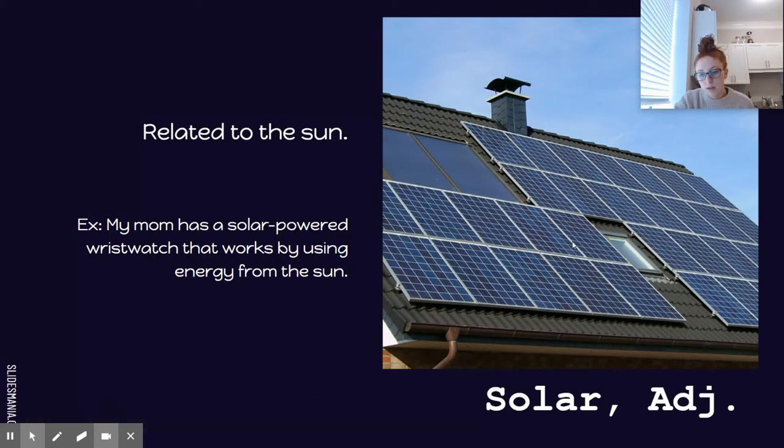If we look at this picture, we can see these panels. Those are solar panels, okay? And they are taking energy from the light of the sun, and they are converting it into energy that they can use in their house.